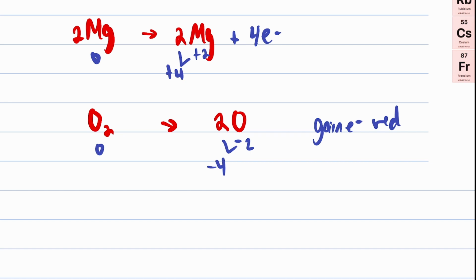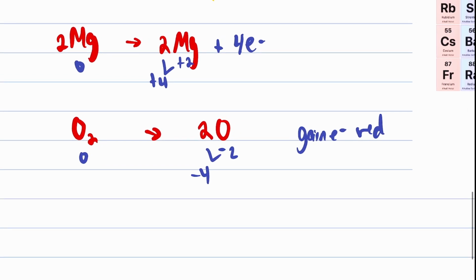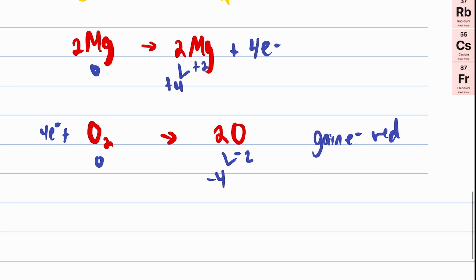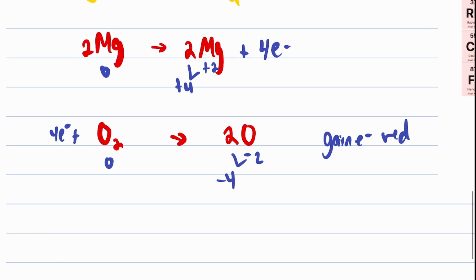If it gained 4 electrons, do I write that on the reactant or product side? Reactant, right? Plus 4e. All right, and that's it. Questions? So we said that because this one is losing electrons, oxidize or reduce?